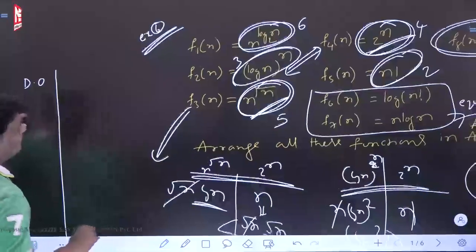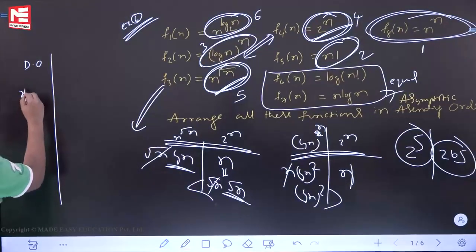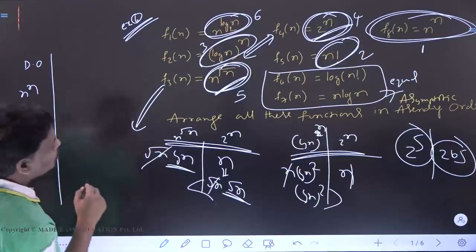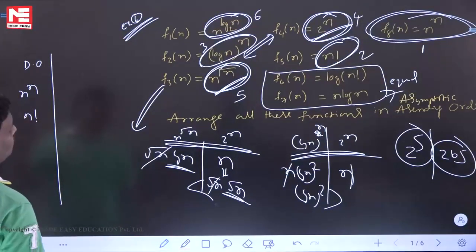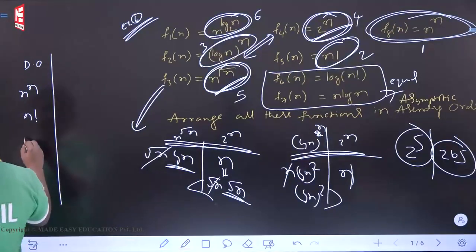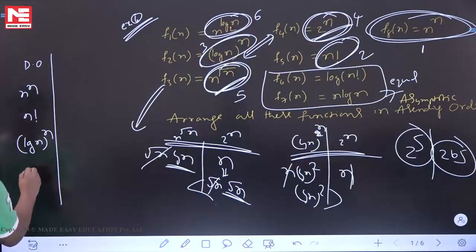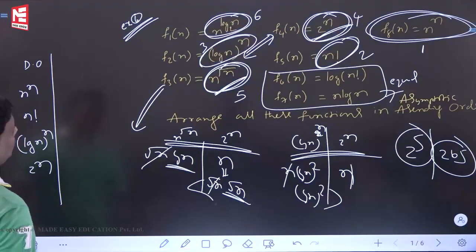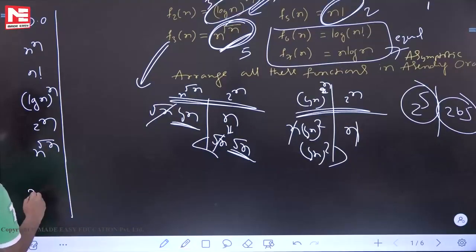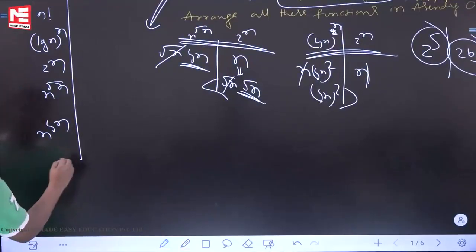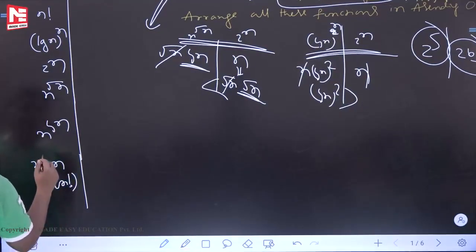Can you say the decreasing order? Who is the number 1? We have already given it. Number 1 is n power n. Number 2, n factorial. Number 3, log n whole power n. Number 4, 2 power n. Number 5, n power root n. Number 6, n power log n. Number 7, n log n, log n factorial. These are the functions.